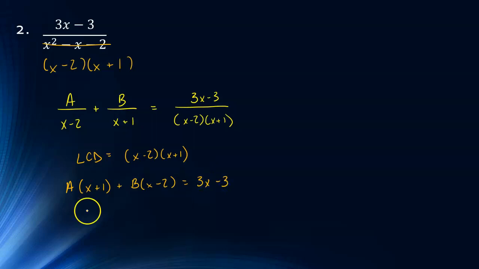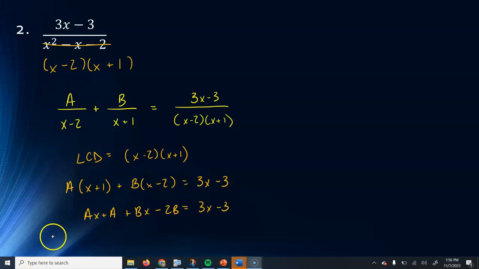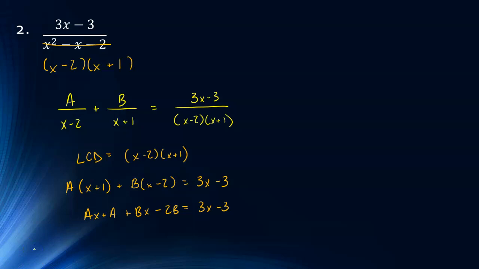All right, so let's just go ahead and simplify this. When you do that, you get ax plus a plus bx minus 2b equals 3x minus 3. Now this time when we set this up as a system of equations, we only have two variables. I'm sorry, we only have just the single variable x. We don't have an x squared here like we did in the previous one. So this one's actually going to be a little bit easier.